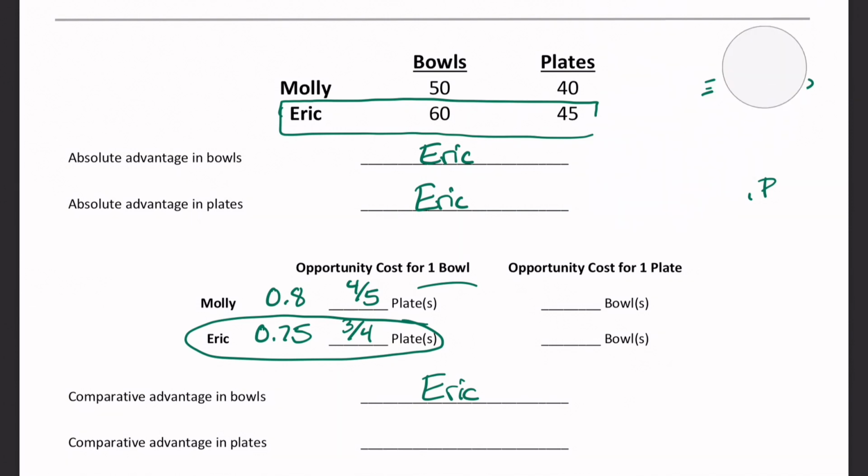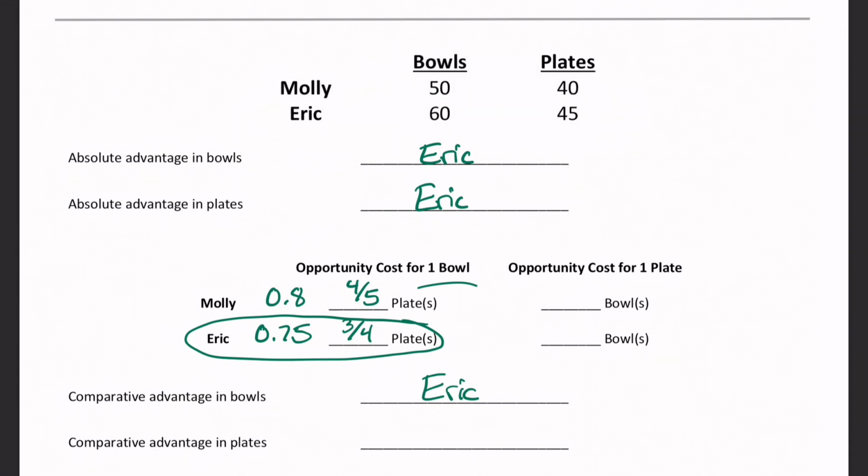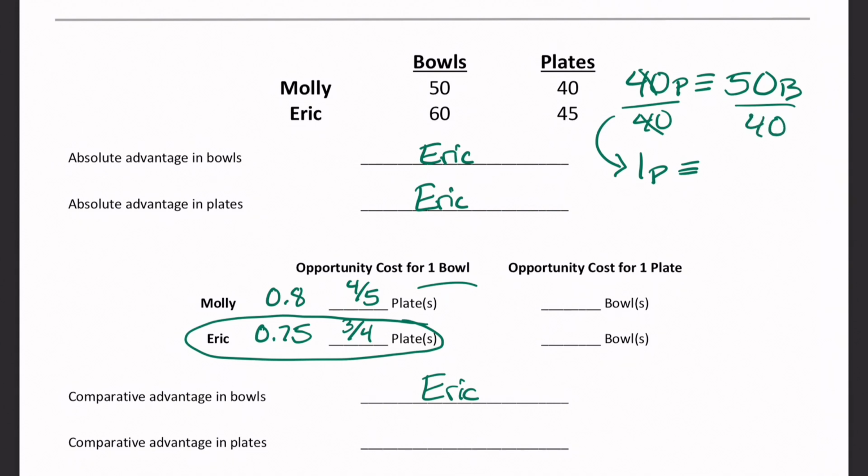However, let's take a look, lastly, at the opportunity cost for the production of plates. So we want to know, for Molly, if Molly just wanted to produce one more plate, how many bowls would she have to give up in the process? So we're going to set the 40 plates equivalent to 50 bowls. And we want to know just one plate. Well, I think you guys have figured this out by now. We want to simplify this, so we would divide both sides by 40 so that those cancel, giving us one plate. Divide this side by 40, and we get 5/4 of a bowl.